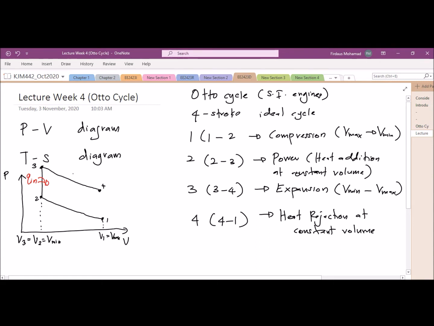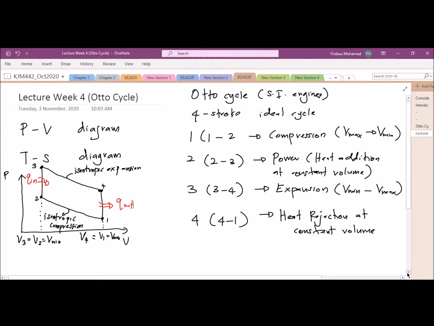This is isentropic expansion, and the first stroke is isentropic compression. Then the last stroke, 4 to 1, point 4 to point 1, is heat rejection at constant volume, meaning volume 4 equals volume 1. So V1 equals Vmax, which also equals V4. This is referred to as Q out or Q rejection at constant volume.